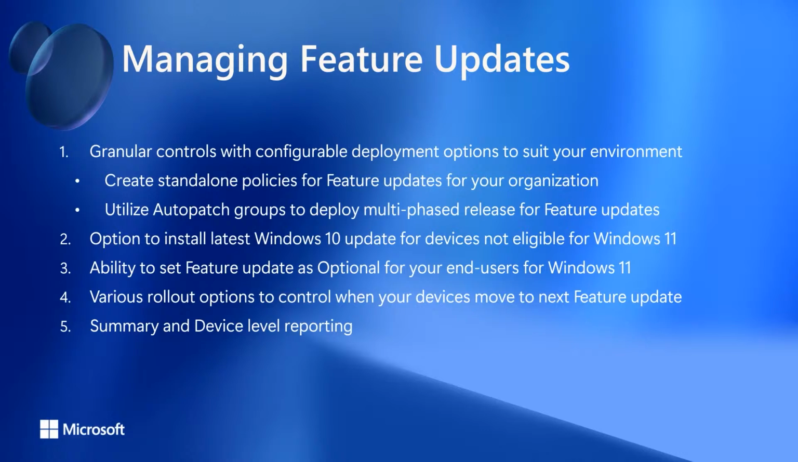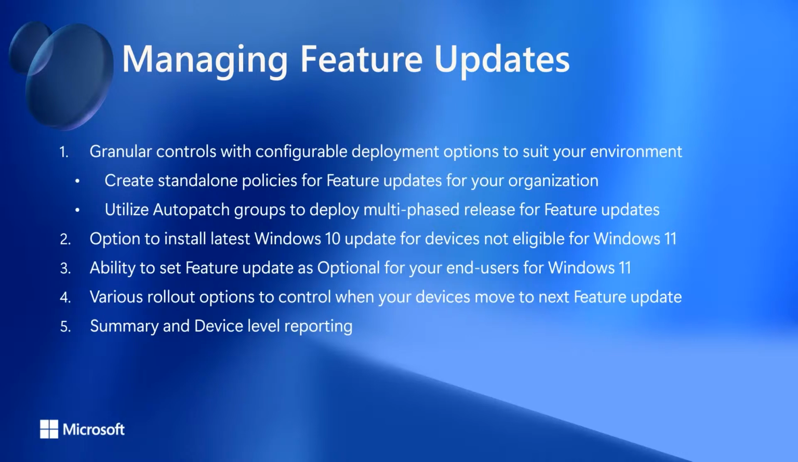First off, we will talk about granular controls with configurable deployment options to suit your tenant needs. Autopatch offers controls and configurable deployment options that you can use to tailor as per your environment requirements. You can either create a standalone policy for feature update deployments, or you can use Autopatch groups to implement a multi-phased release strategy. The multi-phase approach will ensure a controlled and safer, more reliable deployment, helping you to manage updates efficiently while also maintaining system stability. We will talk about how that will all work when we get to the demo.